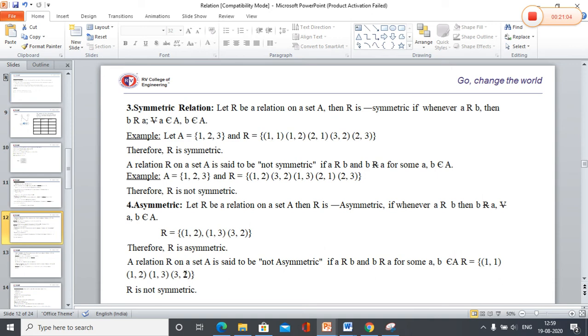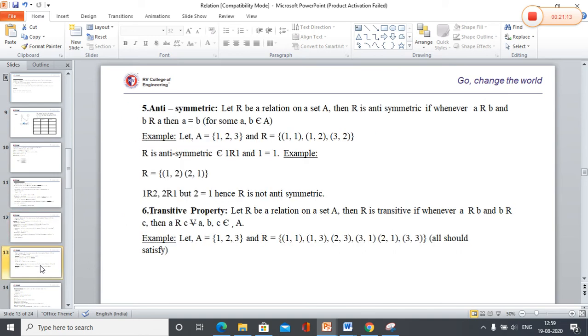3 2 is there, so 2 3 should be there. That is not there, so we will say that it is not a symmetric relation. Then the next one is antisymmetric.